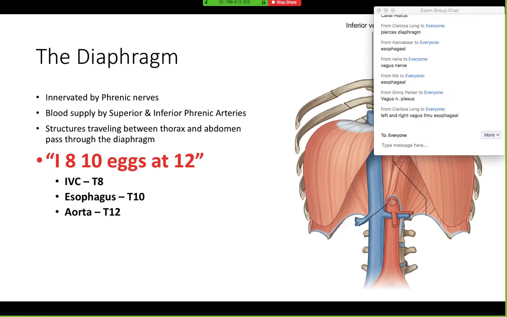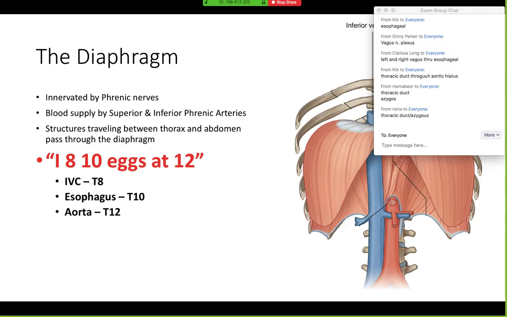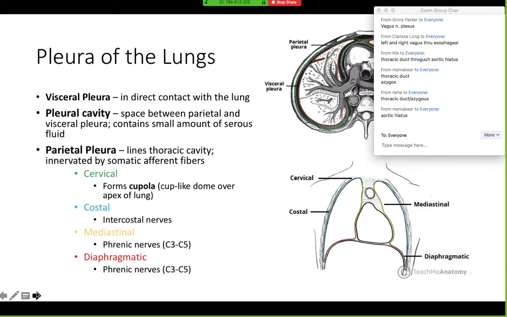Okay, the aorta is traveling with what two structures and through what hiatus? This one's a little bit tougher. Yeah, thoracic duct is one, and azygos. Right. So thoracic duct and azygos travel with the aorta through the aortic hiatus. All right. Does anybody need me to repeat anything? Let me keep going.